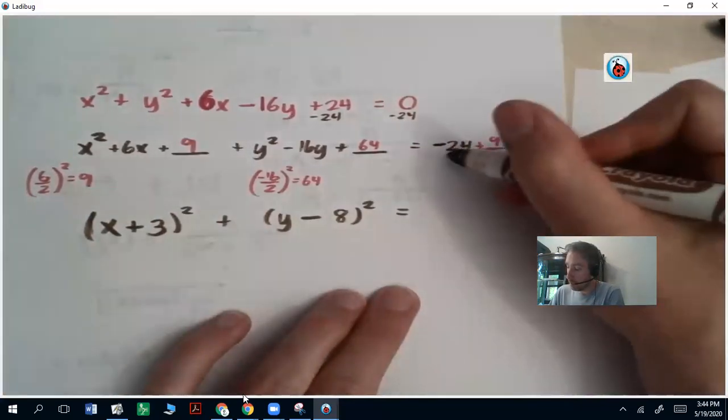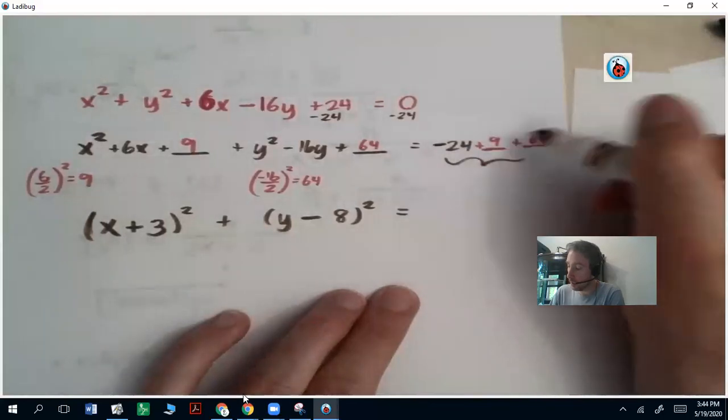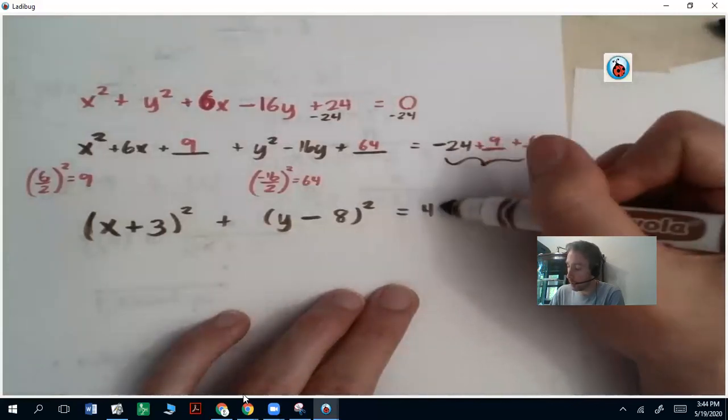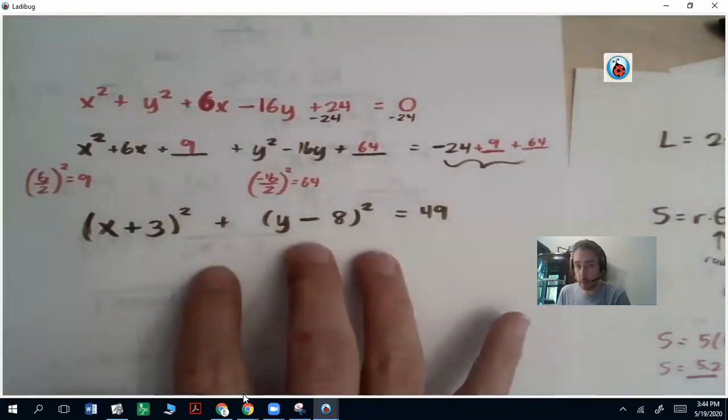These three numbers add to give you a number over on the right side. -24 plus 9 plus 64. That should be 49. You might want to double check that with me. That's your standard form of the equation.